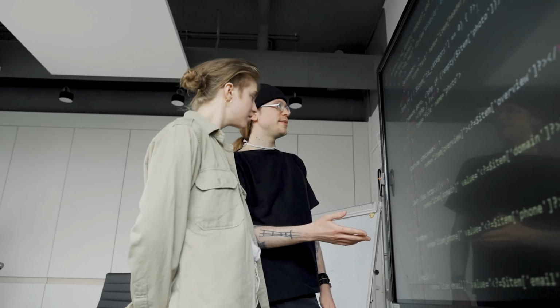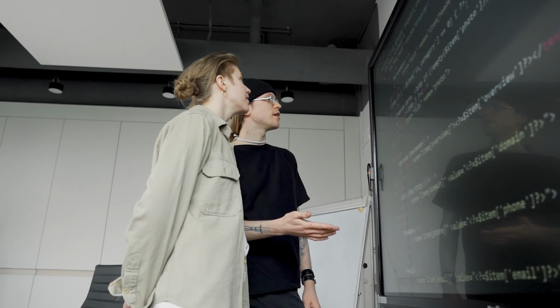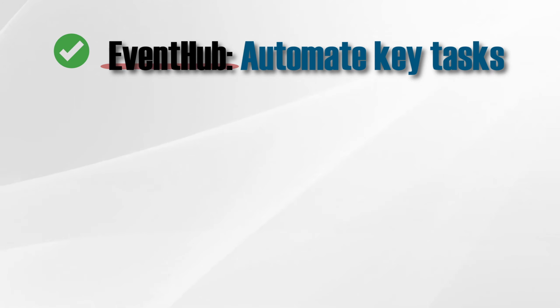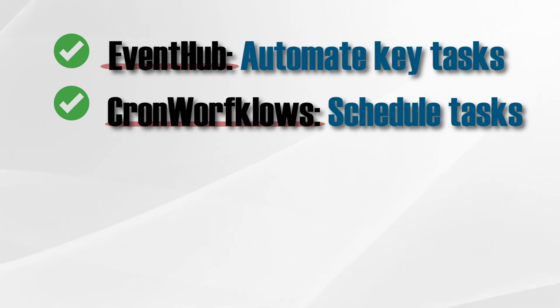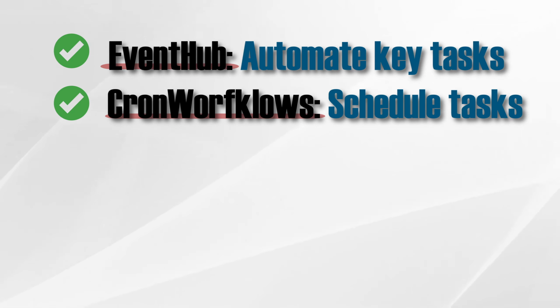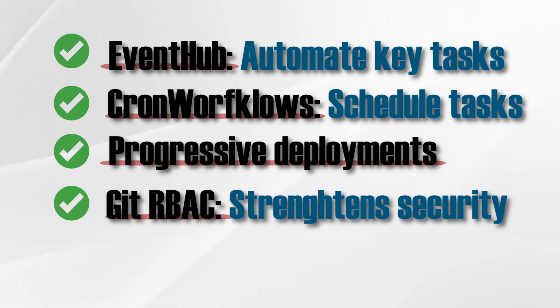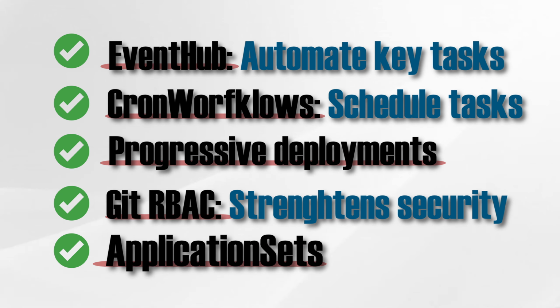These 5 features aren't just fancy add-ons. They are key tools for making your DevOps workflows faster, more secure, and fully automated. With Event Hub, you will eliminate manual intervention in critical incidents. Cron workflows help you automate scheduled tasks effortlessly. Progressive deployments ensure smooth rollout without downtime. Git-based RBAC strengthens your security, and application sets simplify managing multi-cluster environments. And the best part, they are already built into Argo CD. All you need to do is start using them.